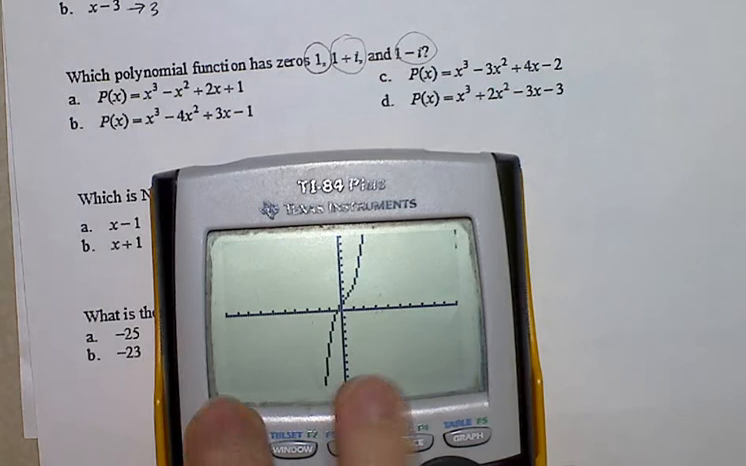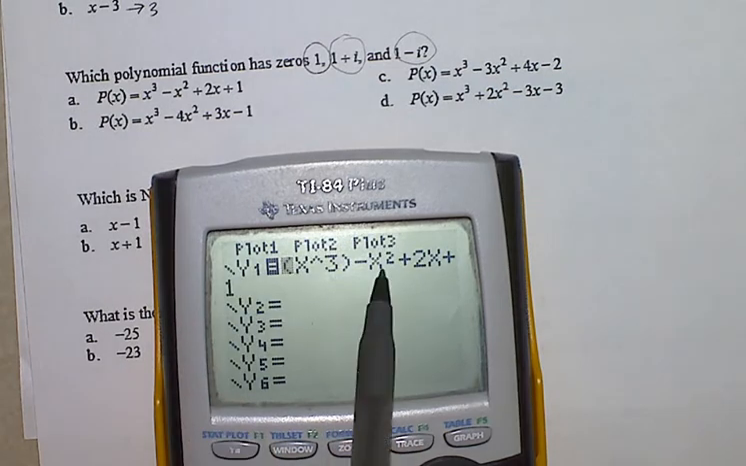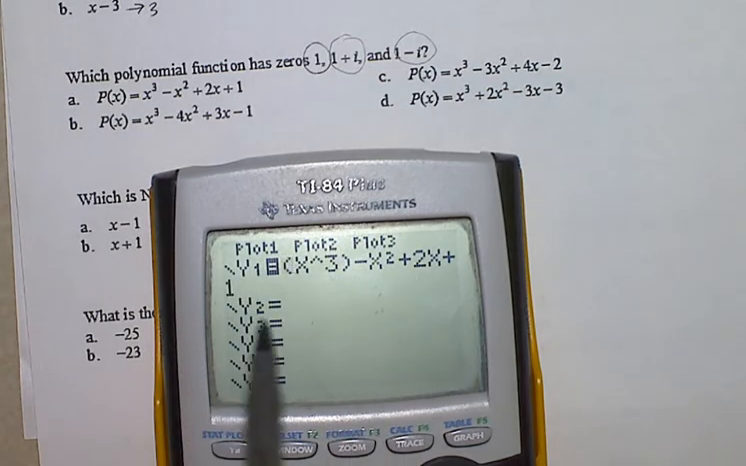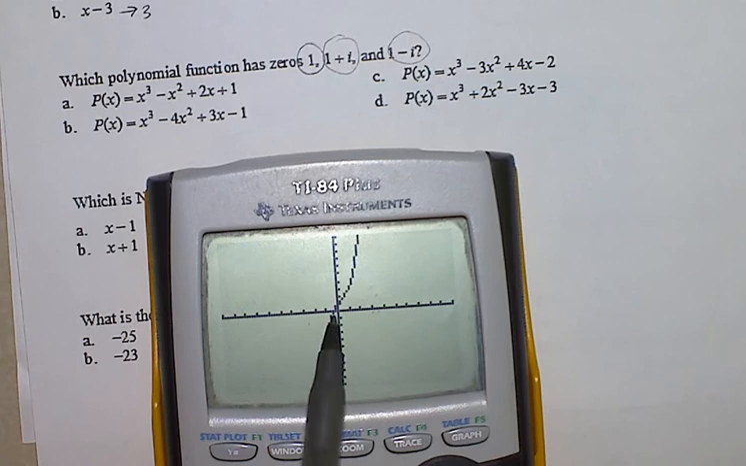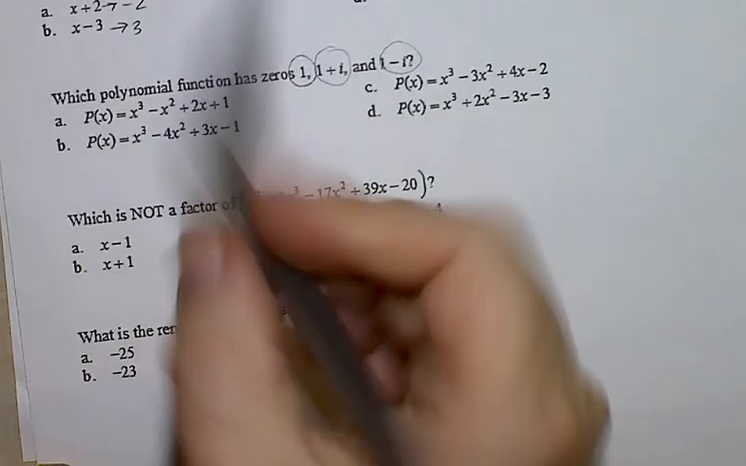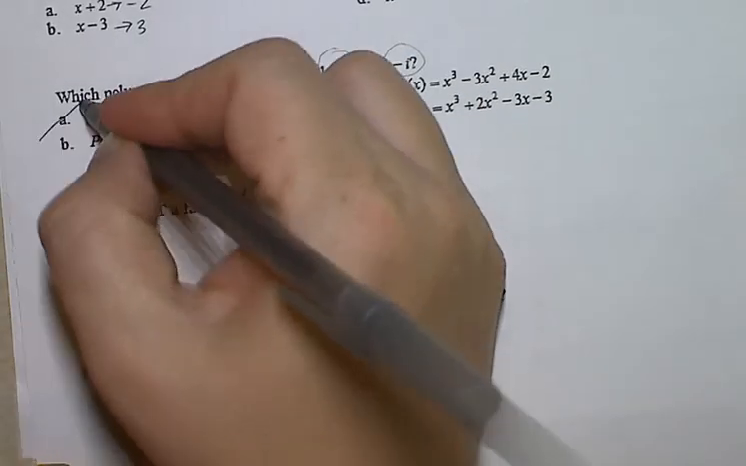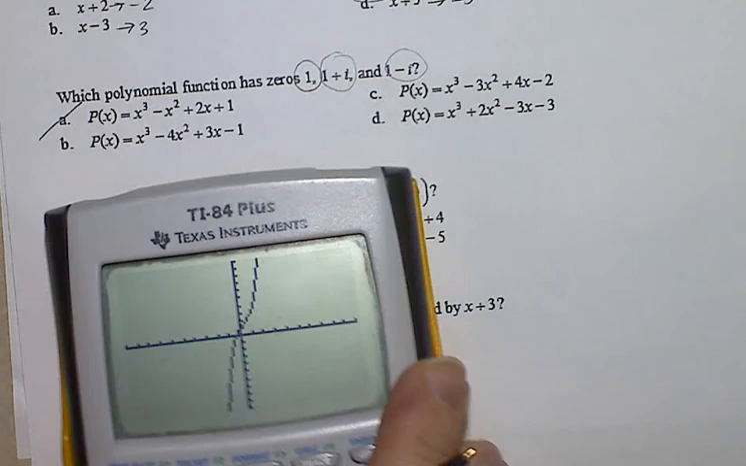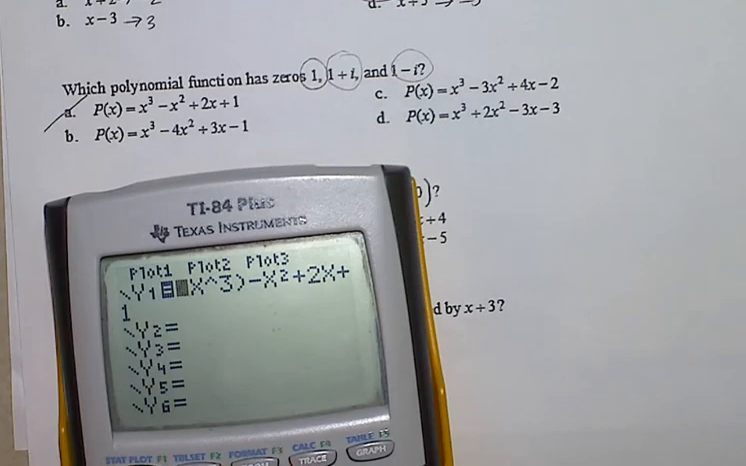Make sure I type this in right. That's correct, and +1. Okay, I've got it correct. Does this appear to go through at x equals 1? Yes or no? Nope. So let's cross out A. I'm going to try B next. Maybe I can do this just by changing it to speed up things.